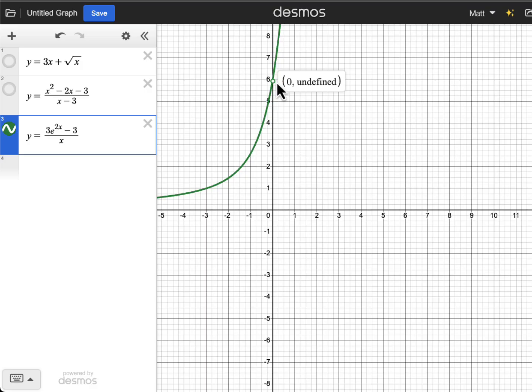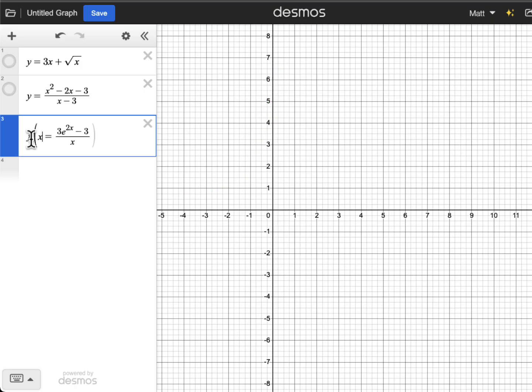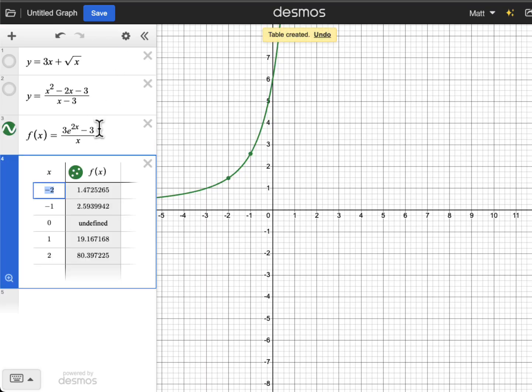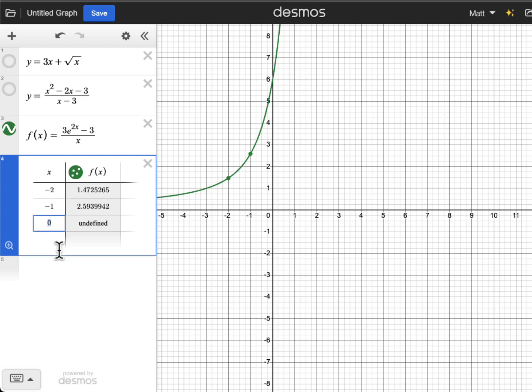In Desmos, you can convert a function to a table. In order to do so, you need to change y to f of x or some other function notation. And once you've done that, you can click the gear symbol and then click the table next to the function. This defaults to several input values for x and will automatically compute the output values. Let's change these input values to numbers that are getting closer to 0. So I'm going to go ahead and delete them all.